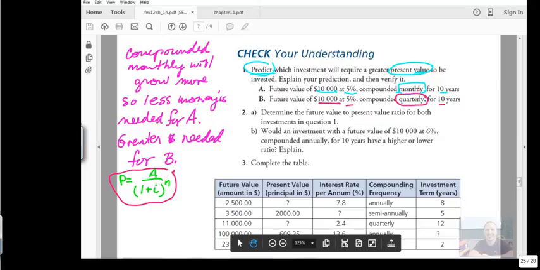What we know about compounding periods: monthly is 12 times per year. Quarterly is 4 times per year. So 4 per year, 12 per year. This one is going to get compounded more often. So check this out. Compounded monthly will grow more, and it will grow more quickly. So less money is needed for A. Greater money will be needed for B. That's the reasoning, because it's compounded more often.